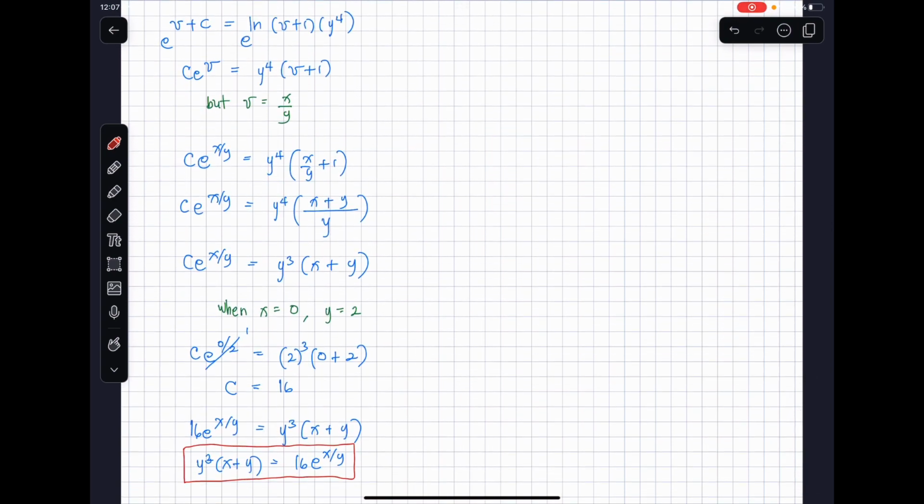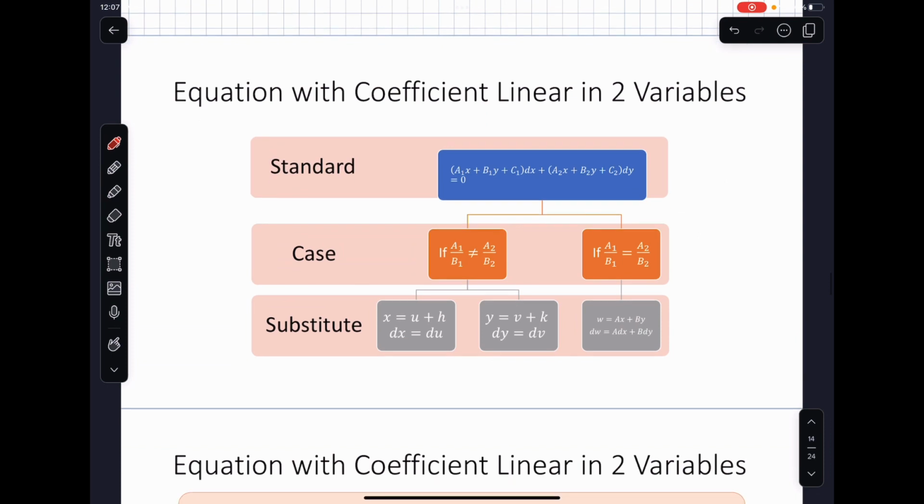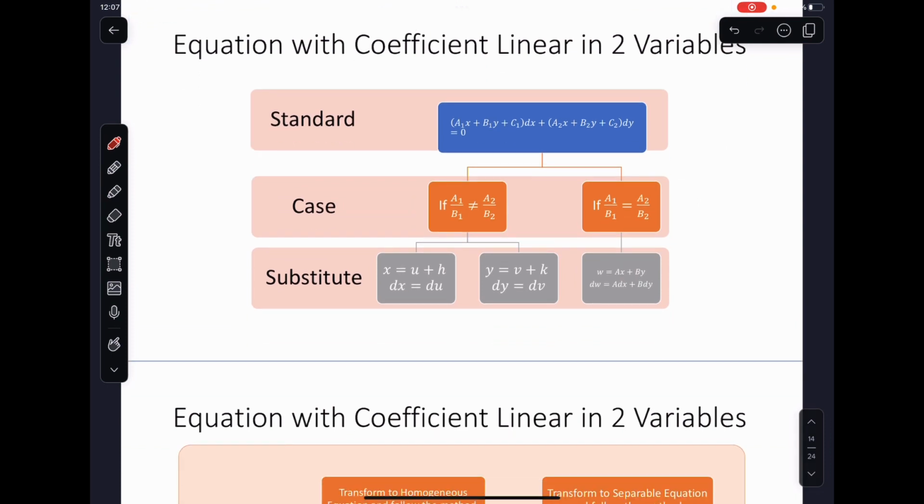And that's it. So let's have another one, which is about equation with coefficient linear in two variables. There is a standard form for equation with coefficient linear in two variables. The first one is that the M function and the N function are both linear, so that means the power of x and the power of y are both 1.